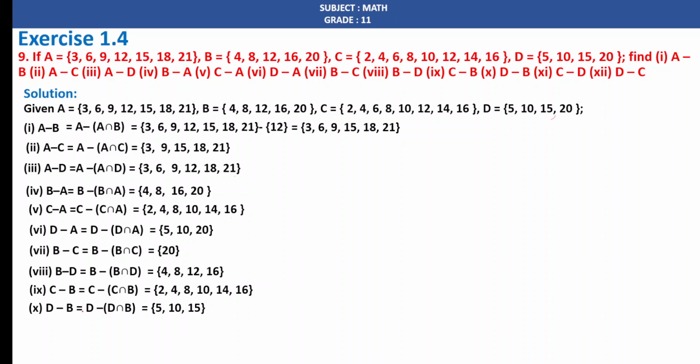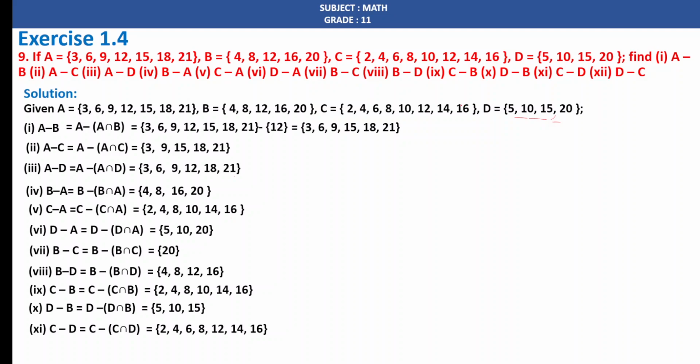10th one, D minus B. D minus B can be written as D minus D intersection B. So, when we come to D intersection B, the common element is 20, so we will remove that one. Then we are going to get 5, 10, 15.